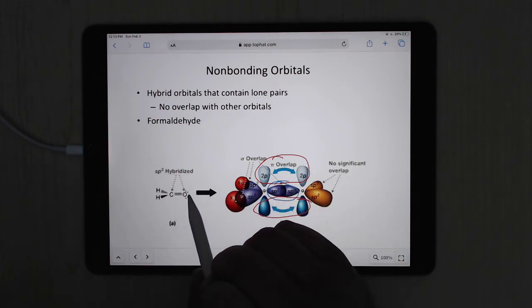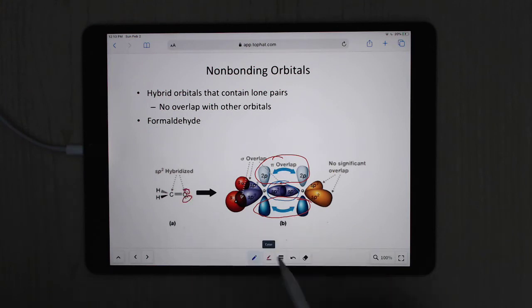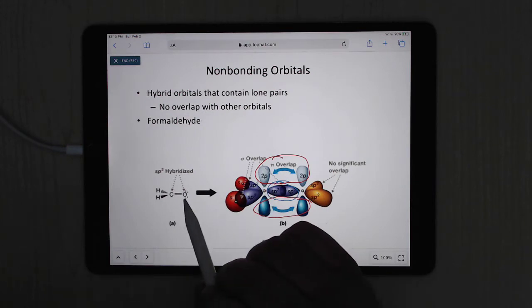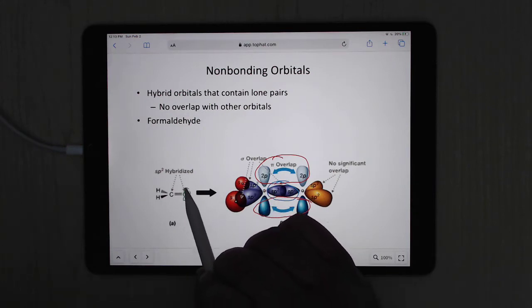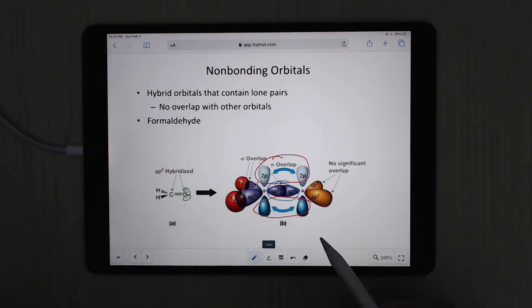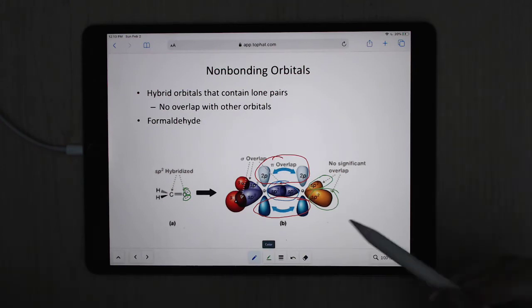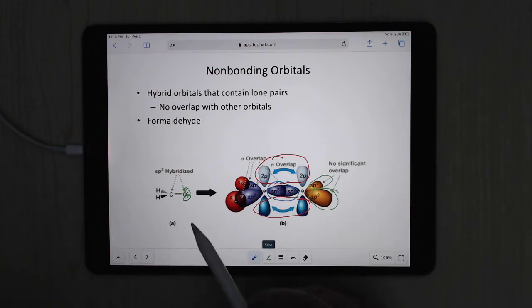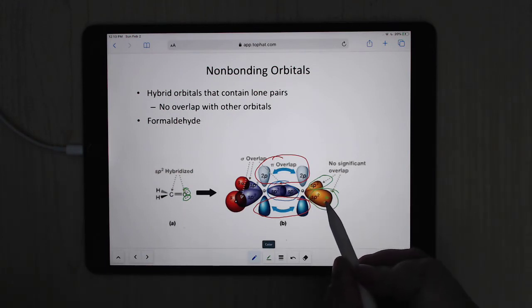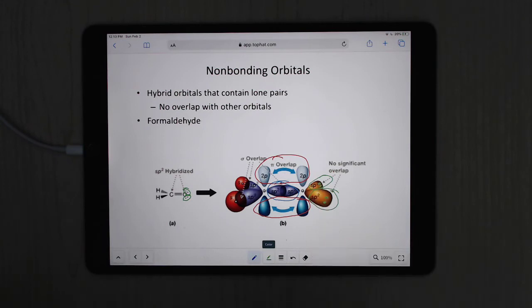But then what do we do with these guys here? Let me get a different color. Those electrons, where are we going to put those? Those are the non-bonding orbitals. That's here and here. They're non-bonding because there's nothing there, it's not bonding to anything. So this is where we're going to put our lone pair.